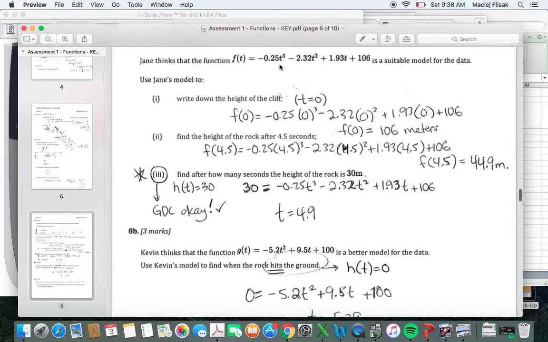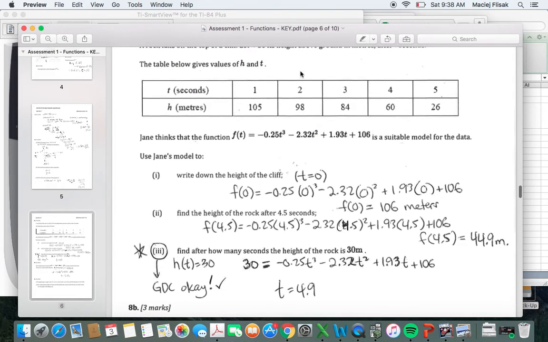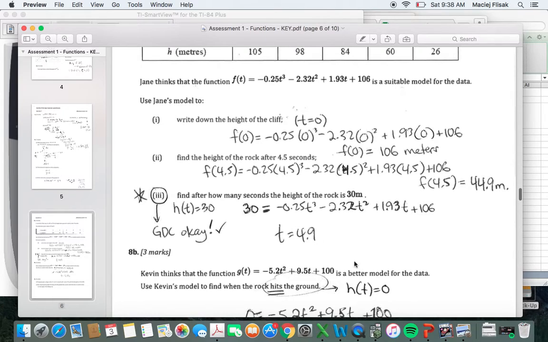I mean, Jane's was this cubic one. Kevin's is this quadratic one. He thinks it's a better model. And by better model, we mean I think that this function, if I graph it, will be closer to our real life data than this one, right? That's what a function does. We graph it, and we try to make sure it hits as many points as possible, because then we've created an equation that can represent our real-life data. So he thinks his equation is better.